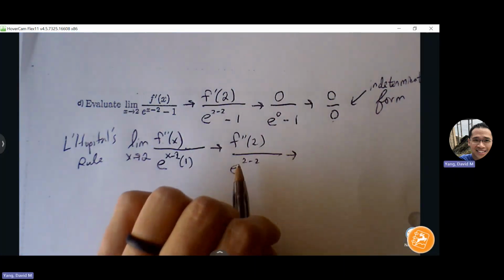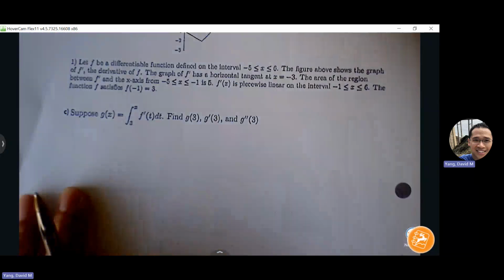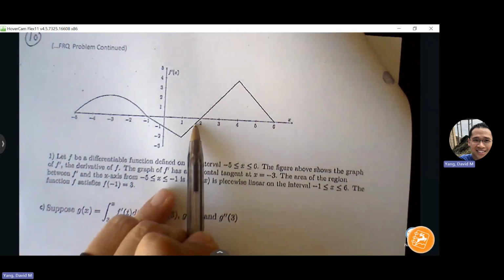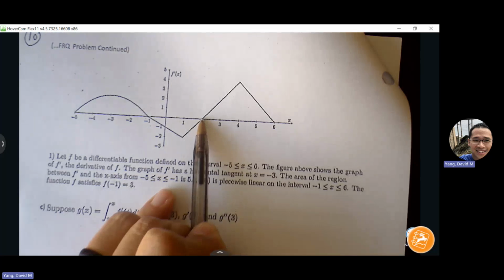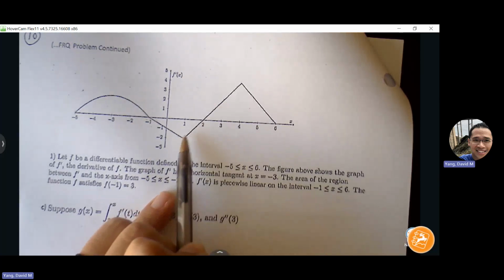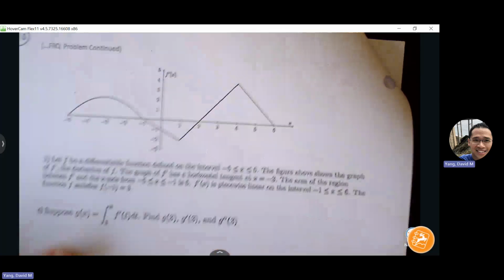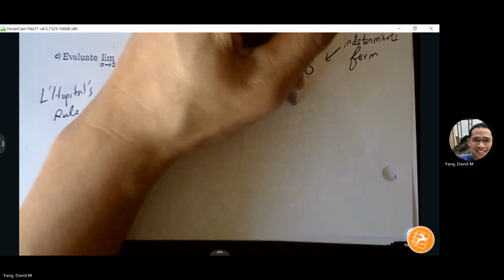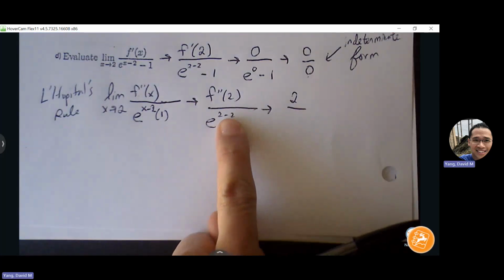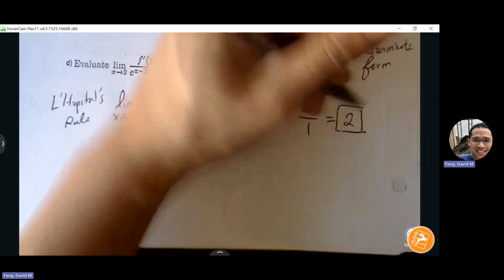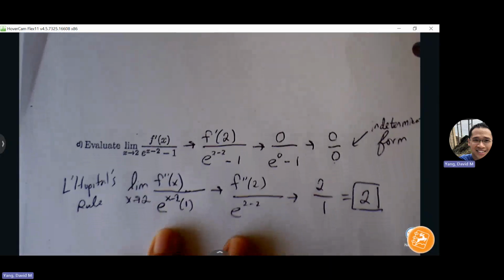So f double prime of 2, what is that asking for us to do from the graph here? Find the what? Slope, right? What's the slope of this line segment? 2, right? Pick 2 points, just do rise over 1. I go up 2 over 1. That's the slope of 2. Denominator is e to the 0. E to the 0 is 1. So my limit is 2. Okay.